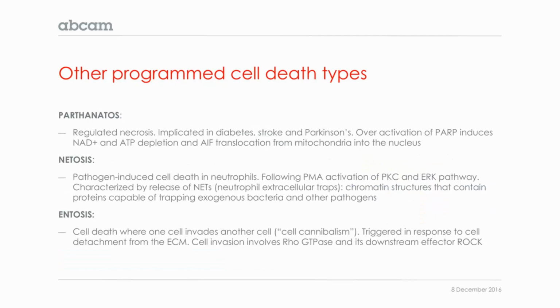And then there are other lesser known or less well-studied pathways, such as the ones you can see in the list. Parthanatos is a regulated necrosis characterized by overactivation of PARP and ATP depletion. NETosis is a pathogen-induced cell death, specifically in neutrophils, characterized by the release of chromatin structures called NETs. And entosis happens when a cell invades another one, and this has been called cell cannibalism. It is characterized by activation of the Rho GTPase and its downstream effector ROCK.